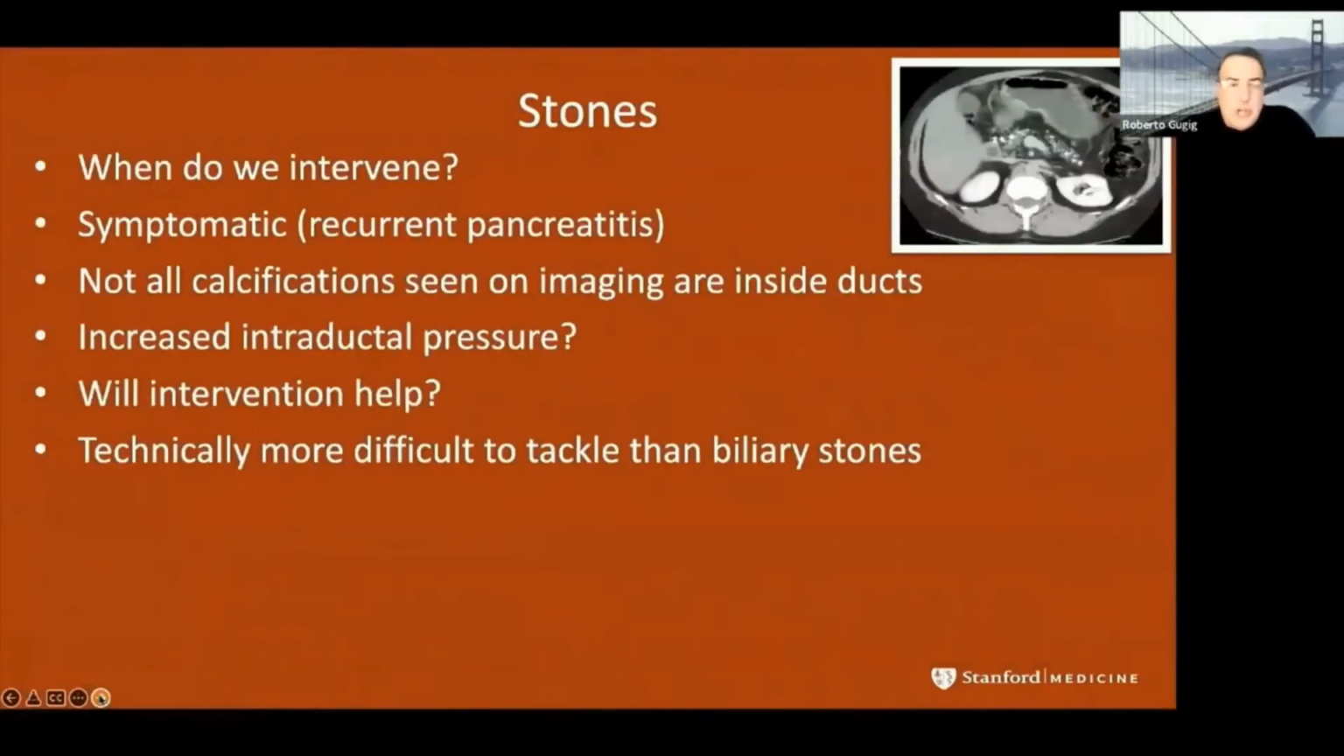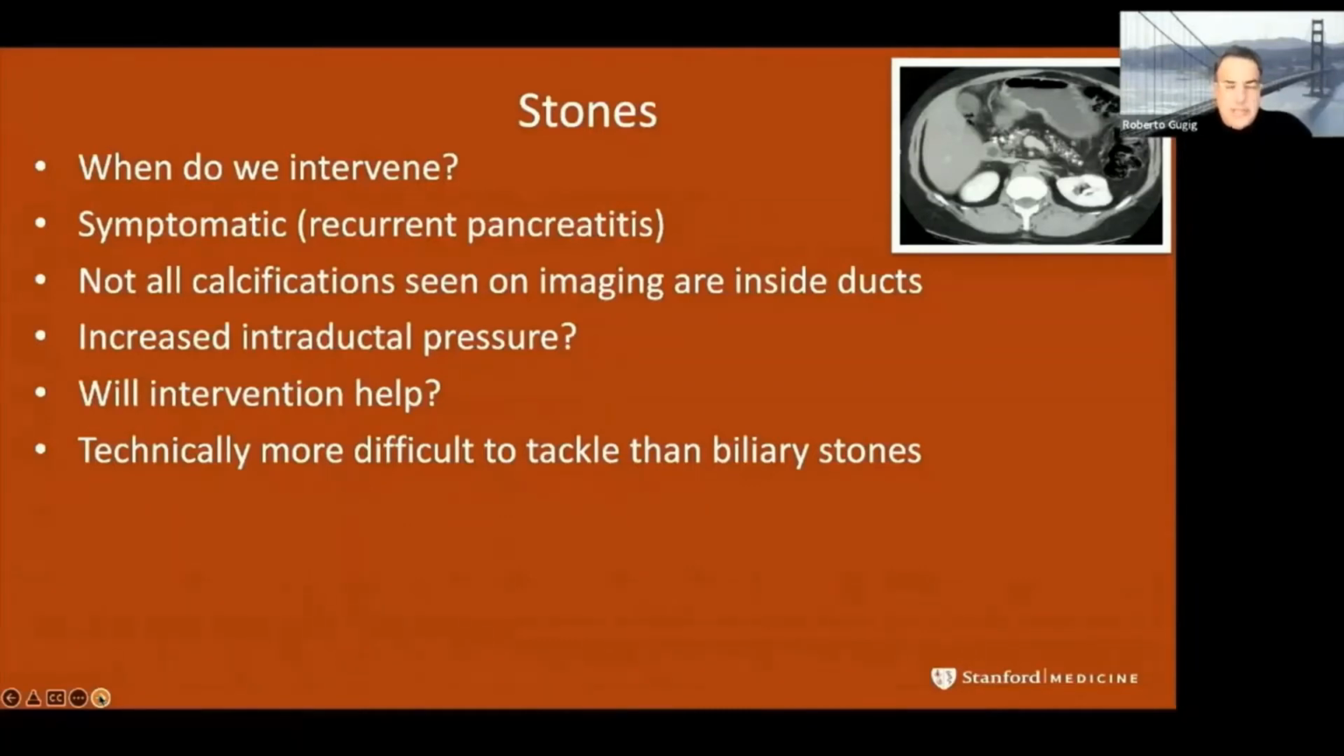And again, if you see a stone, do you have to take it out? I think if the patient's symptomatic and we think the patient's symptomatic due to the stone, and that's sometimes hard to determine, then we say, yes, this would benefit the patient. Remember that not all calcifications that you see are inside of the ducts, and we frequently see patients like the CT that we have on the upper right-hand side with a multitude of calcifications. And really you look for, is there any evidence of increased intraductal pressure? Is the duct dilated after the stone? Is there any stricture before that stone? Do we really think that the intervention will help the patient? And I know these are difficult questions to answer.